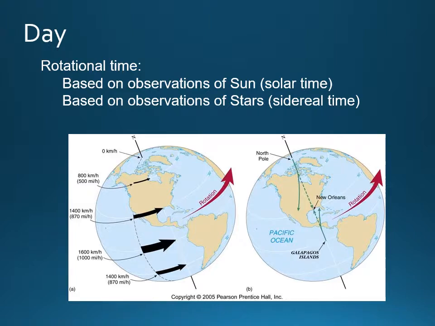We have established that the Earth is a sphere and the sphere rotates. So how do we define a day? The day is based on the rotation of the Earth, but how do we define a rotation? We can only define rotation if there is something to compare the rotation to. There are two possibilities, based on the observations of the Sun, which is known as solar time, and based on the observations of stars, which is known as sidereal time. Sidereal time and solar time are close, but not identical.